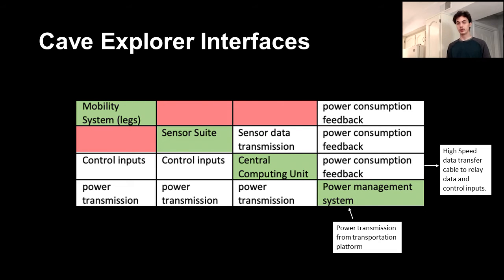So the cave explorer has relatively few subsystems, mainly because many of them can be consolidated. The sensor suite sends data inputs to the central computing unit, which then sends control inputs to not only the cave explorer itself, but also the transportation platform.